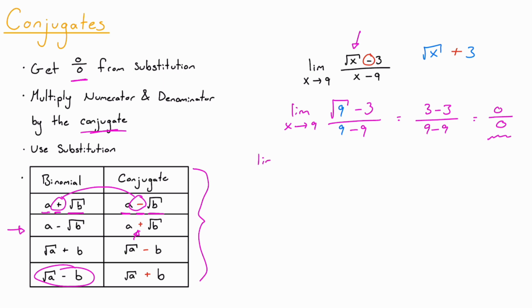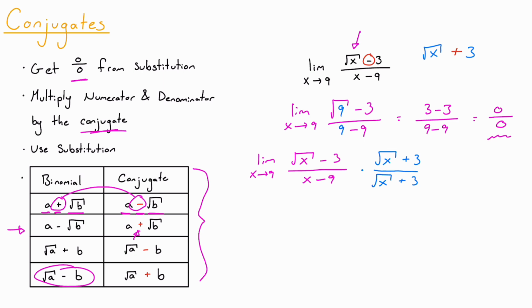So we've got the limit as x approaches 9 of the square root of x minus 3 divided by x minus 9. So we are going to multiply this by 1 in the way that 1 is multiplying by our conjugate in the numerator and denominator. So this is the square root of x plus 3 on both. So now we can go ahead and multiply.